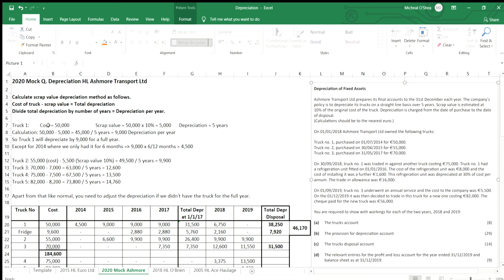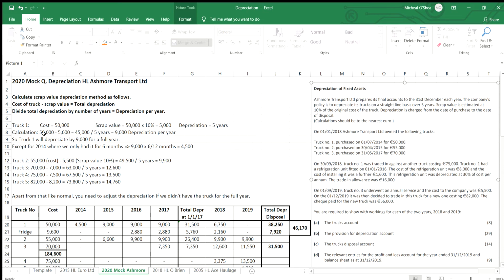So just to show an example of that, this is how again we go through it. The cost of the truck, which in the first case is 50,000. The scrap value is calculated at 10%. We're told of that here. So to find the scrap value of that, we just multiply by 10%, and it's 5,000. And again, total depreciation is over 5 years. So I have all this information here. Now I just divide the total depreciation by the number of years.